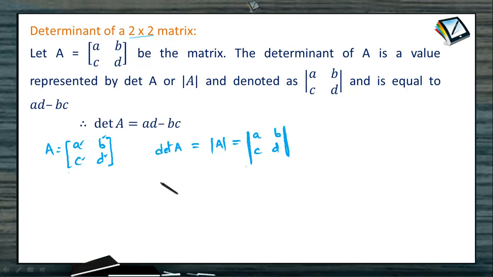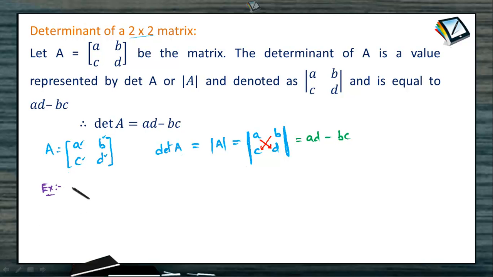How will be the expansion of this? Simply the cross product taken from a to d and b to c with a minus sign. So how will this determinant be? The cross product a into d and the cross product b into c, taken with a minus sign in between. This is the determinant of the matrix A.